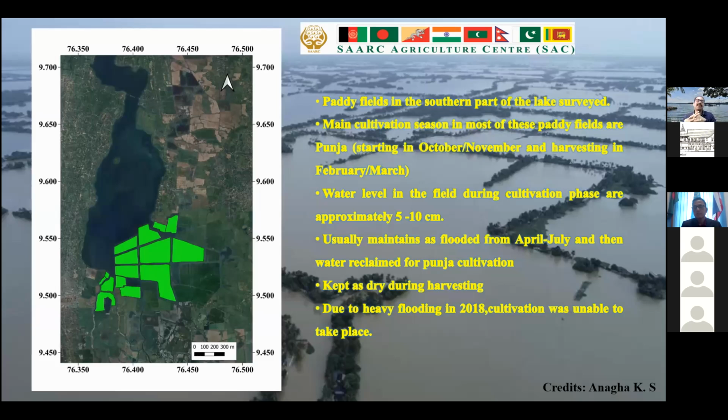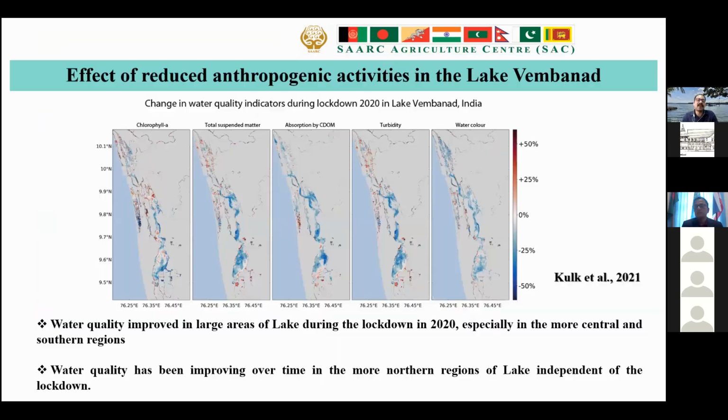Now, another important incident during the study period was Corona. Because of the COVID, there were fewer humans at the lake because there were a lot of regulations, particularly during the lockdown in 2020. So we could see how water quality improved in large areas of the lake during the lockdown in 2020, especially in the central and southern regions of the lake. It was improving over time in the more northern regions of the lake independent of the lockdown. Even without the lockdown also, because there was a prolonged effect of 6 to 7 months, the lake in total improved with respect to the different optical components also.